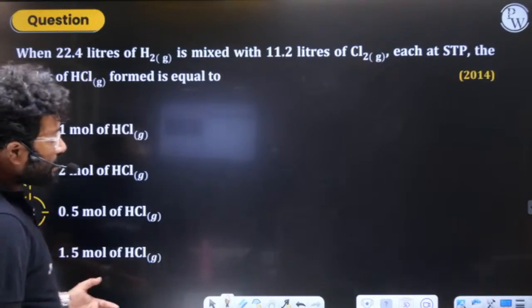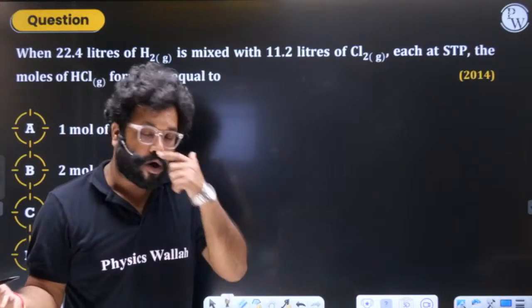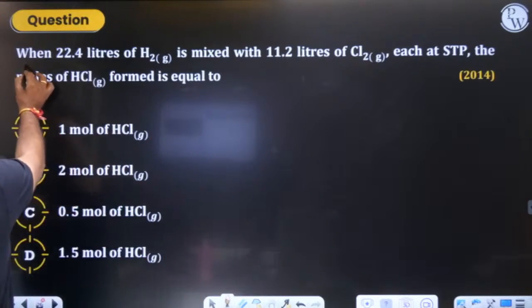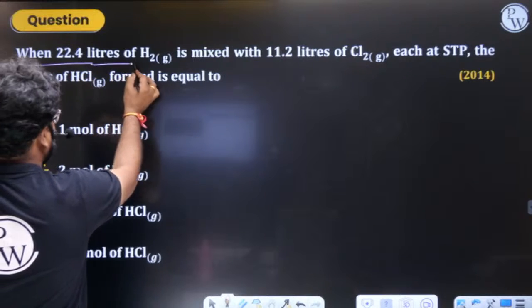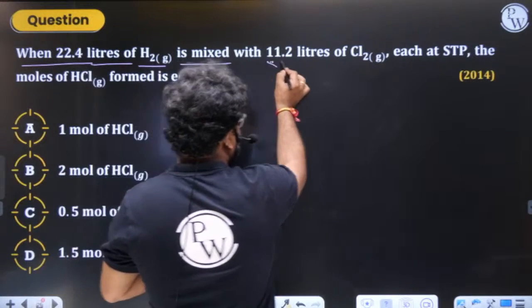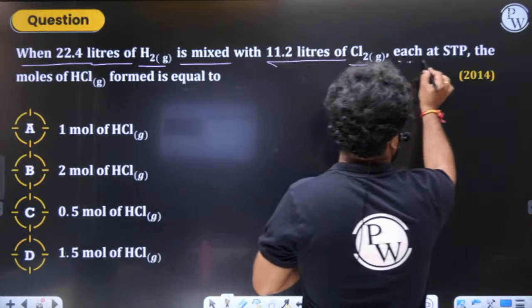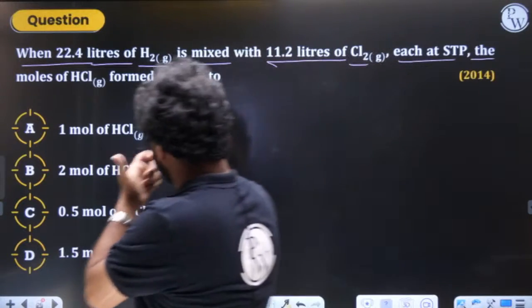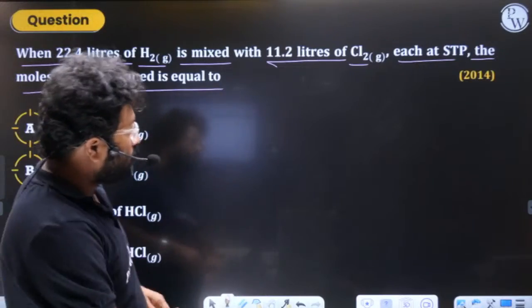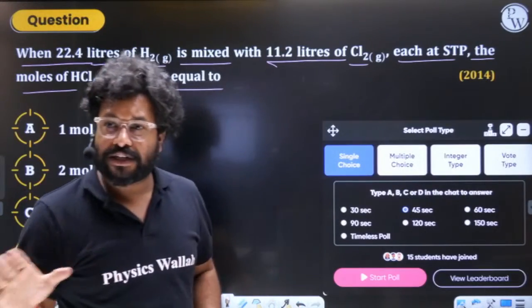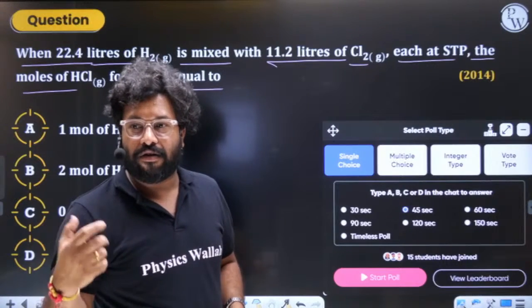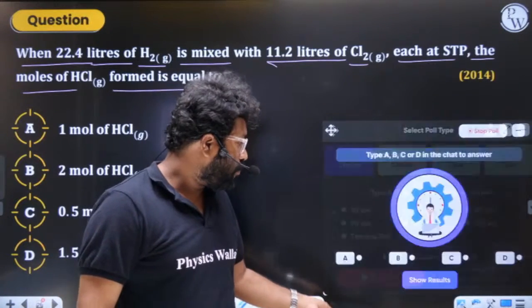Now this next question is again on the basis of the concept of limiting reagent. What is it? When 22.4 liters of hydrogen is mixed with 11.2 liters of Cl2, each at STP, the moles of HCl formed is equal to. Question is quite easy. Again, I am going to give you 45 seconds. Go for it and tell me what could be your answer.